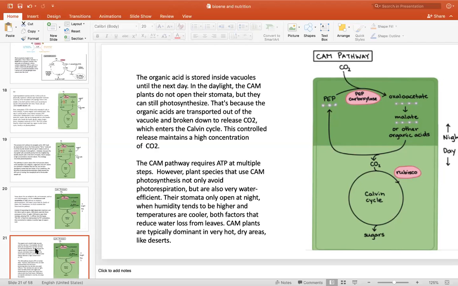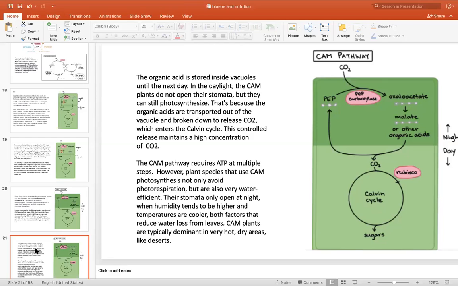Okay, the CAM pathway does require ATP at multiple steps. However, plant species that use CAM photosynthesis not only avoid photorespiration but also are very water efficient. The stomata only open at night when humidity is higher and temperatures are cooler. This reduces water loss from leaves, and CAM plants are usually very dominant in very hot and dry areas like deserts.